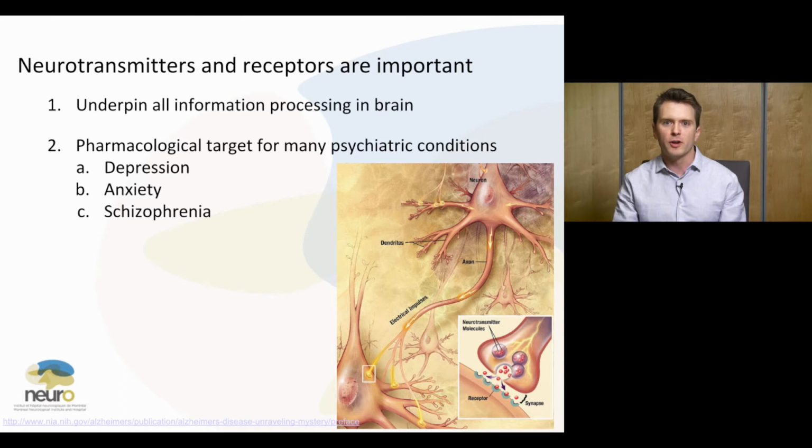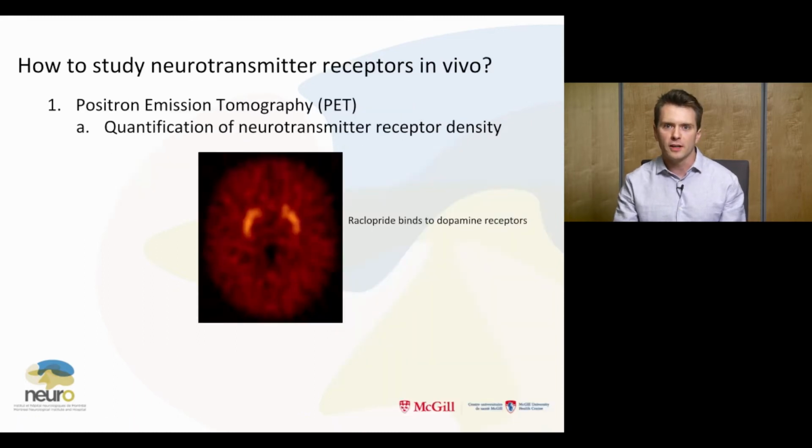I don't think it'll take much convincing to tell you that neurotransmitters and their receptors are extremely important. They underpin all information processing in the brain because they mediate electrical signal conductance from one neuron to another. They're also the major pharmacological targets for many psychiatric conditions such as depression, anxiety, and schizophrenia. But how do we actually study neurotransmitter receptors in vivo, that is, in living human beings?